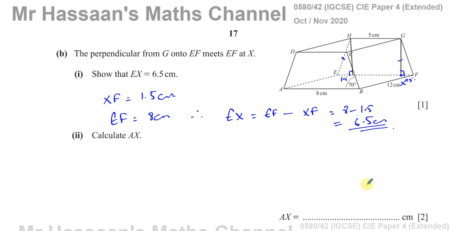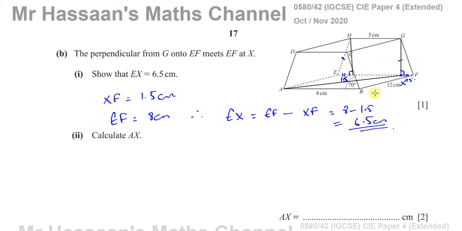It's only worth 1 mark, and we did the work for it already in terms of finding that this length is the same as that length. They're both 1.5 centimeters, so we worked that out earlier. Then it says calculate AX. Now AX is the length of the line between A up to this point here.